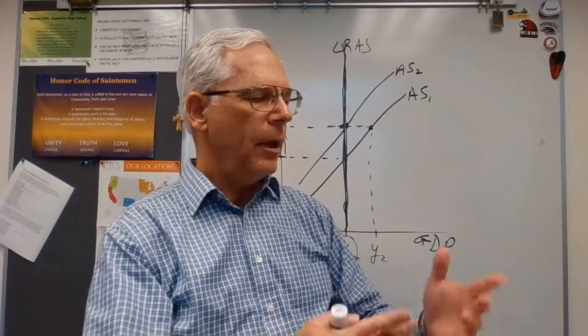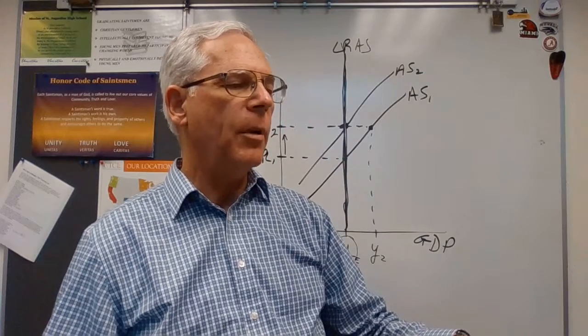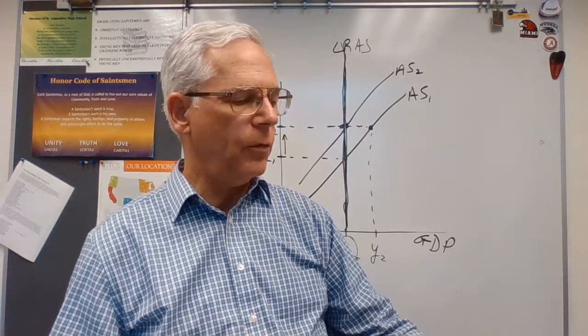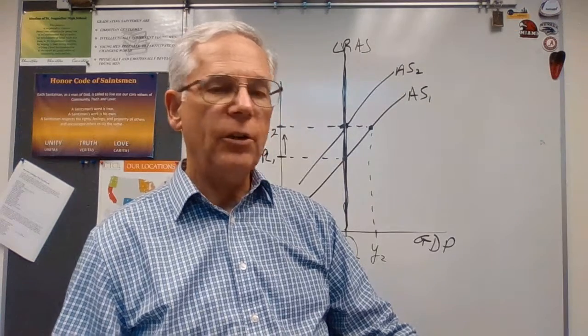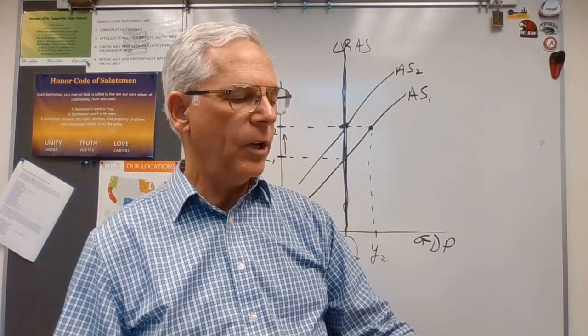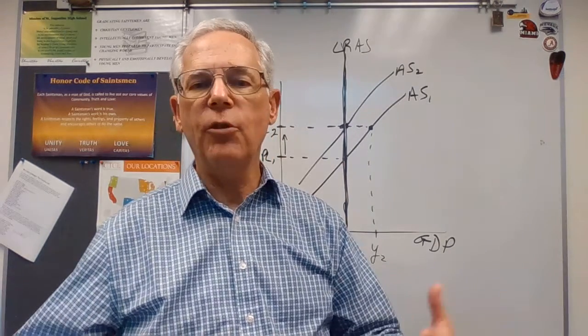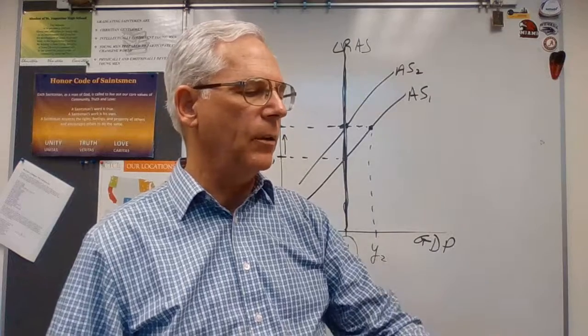So your book lists the determinants in the bottom of page 645. They are changes in input prices, which we'll talk about in a second, and changes in productivity, and also changes in what your book says, the legal institutional environment. Changes in government policy is what that means.